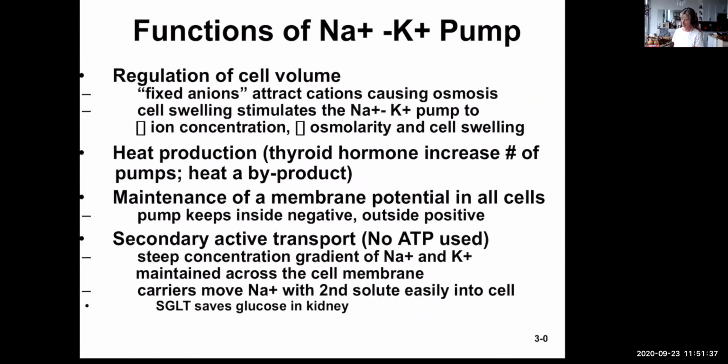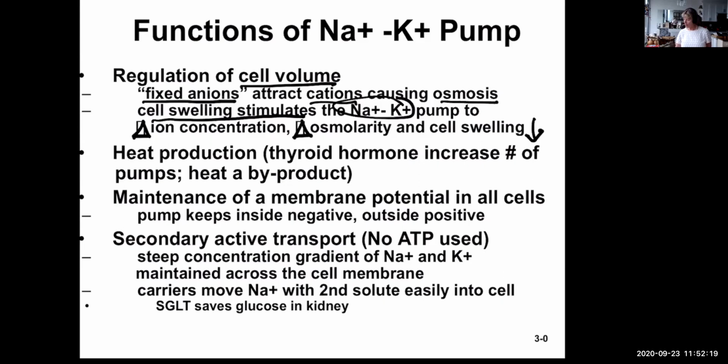What does the pump do? It regulates cell volume. There are fixed anions in the cell. Anions that are large, they are negatively charged, and they don't cross the plasma membrane. But they attract cations that causes osmosis. The cell swelling due to osmosis stimulates the pump to change ion concentration and osmolarity, and cell swelling goes down.